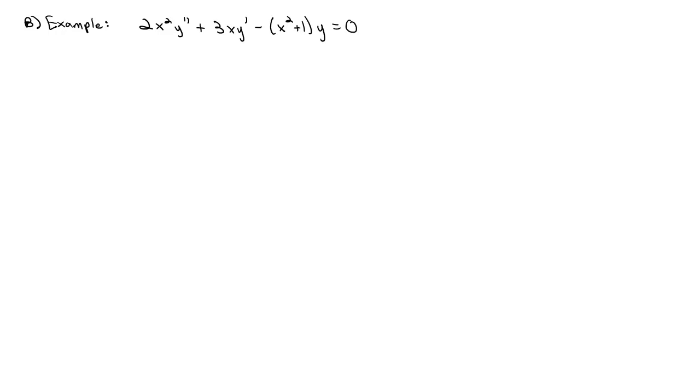It will not work. And so what we'll do is we'll use the Frobenius method by changing the exponent slightly and making it n plus r. So now we will have 2x squared times y double prime.